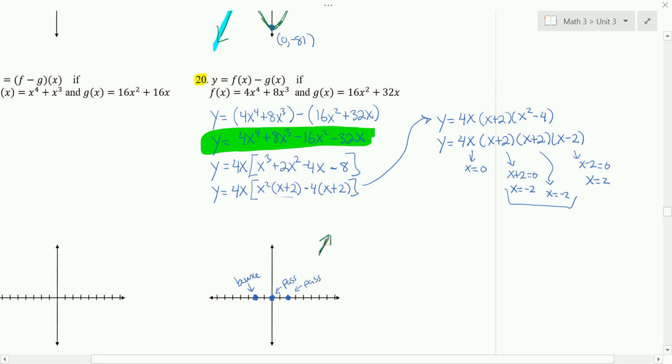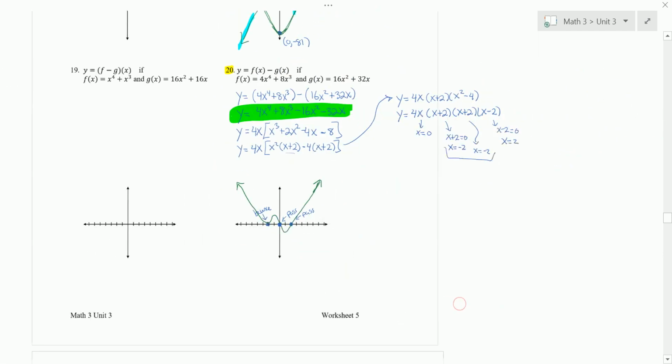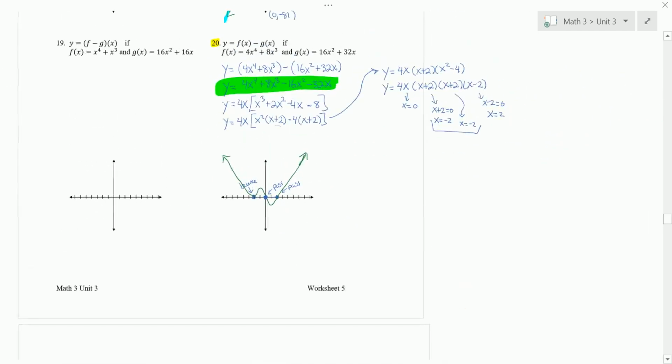So right end points up, it's going to pass through at 2, it's going to pass through at 0, and then when it hits negative 2, it's going to bounce back up. And if you notice, the degree is even, it's 4, so both ends are pointing in the same direction. And we'll stop there.